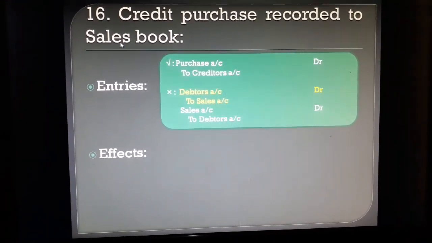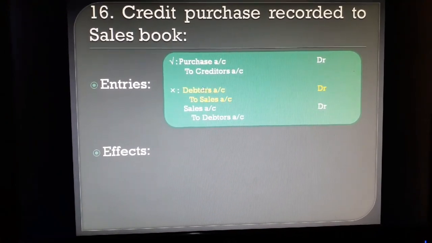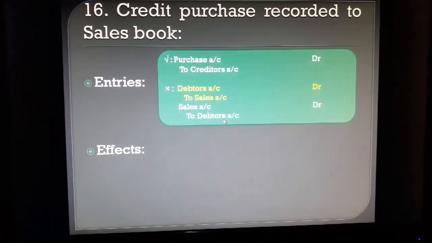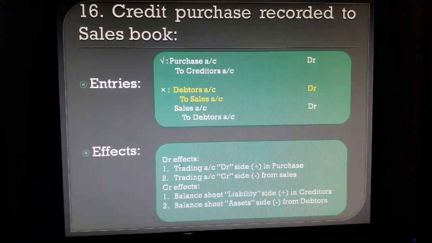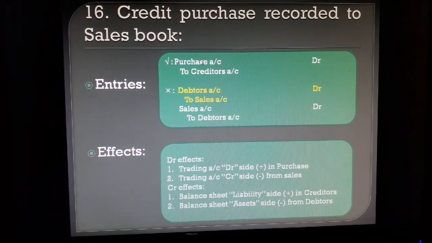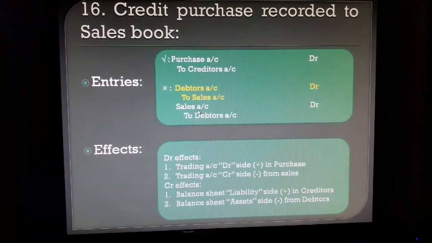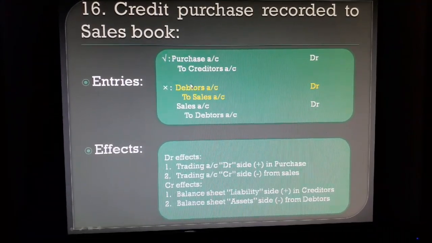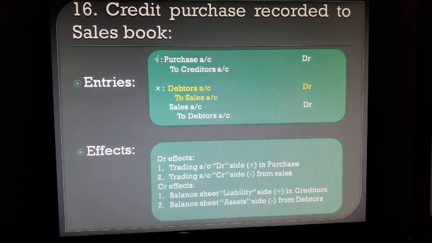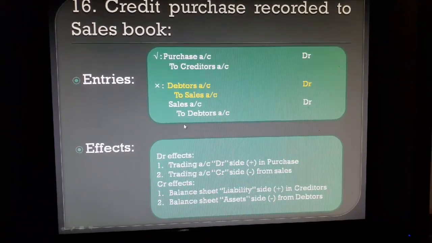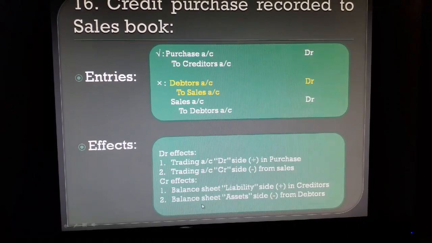Wrongly recorded as credit sales. So the entry is debtors account debit to sales account. Rectify this entry. So the rectification entry is sales account debit to debtors account. And with that we have adjustment effects. First is the debit effect: purchase account debit, trading account debit side, plus in purchase. Sales account debit, trading account credit side, minus from sales. Credit effects: to creditors account, balance sheet liability side, plus in creditors, and to debtors account in the rectification entry, balance sheet asset side, minus from debtors.